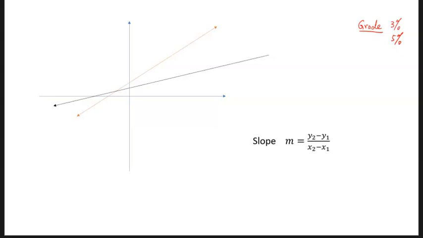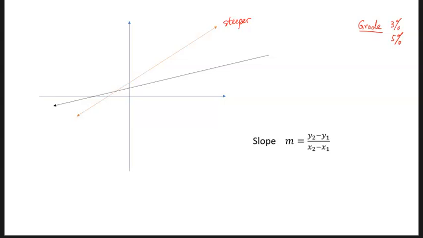And notice that I have two lines here, and the orange line compared to the black line is steeper. The concept of slope is we want a number where a big number means the line or the hill is steeper, and a smaller number means the line or the hill is flatter. So how do we define that so we can get a number like that?